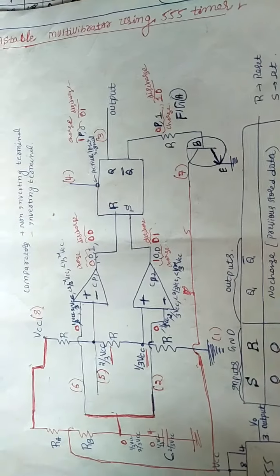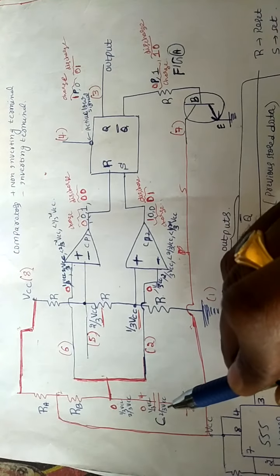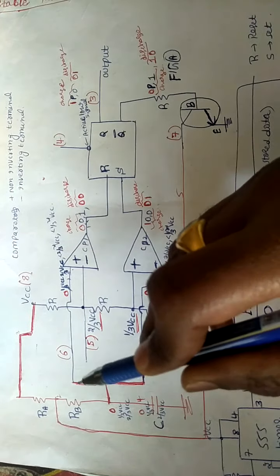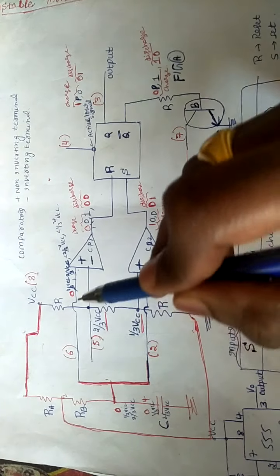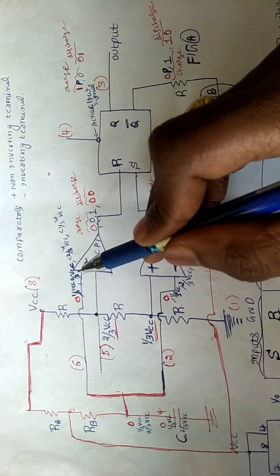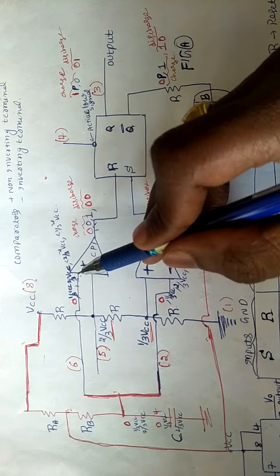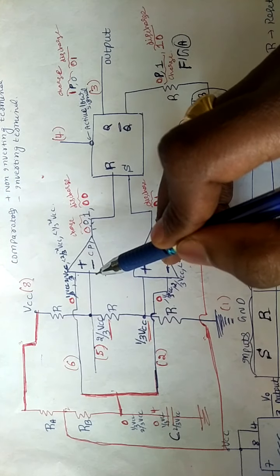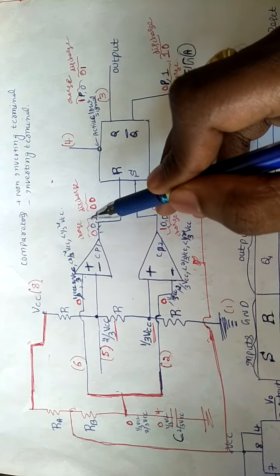Case 3. What is the case 3 you have to consider? For case 3 you have to consider 2/3 VCC. Right now the capacitor has been charged to 2/3 VCC. That 2/3 VCC has been fed here. Here you have 2/3 VCC, here you have 2/3 VCC, but this is slightly greater than this one. Therefore non-inverting is greater than inverting, which means the output is 1.